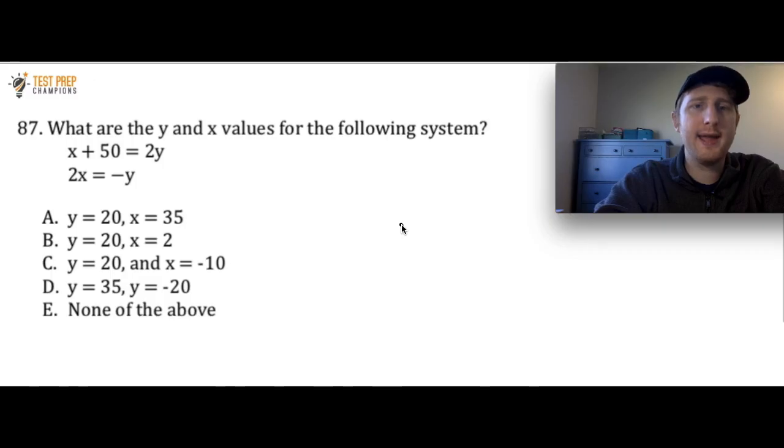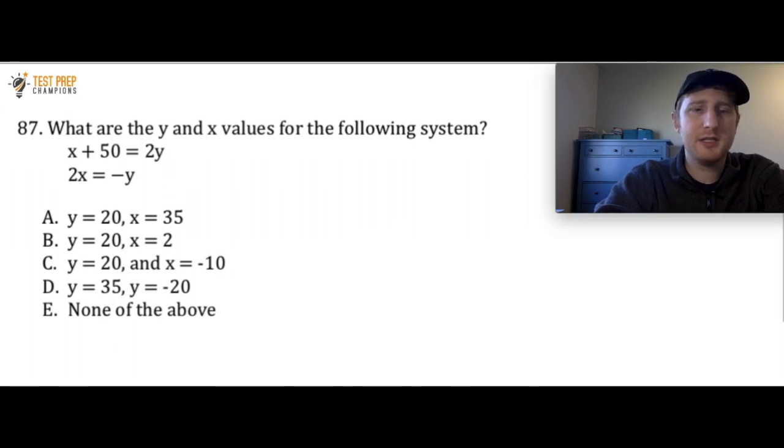What are the y and x values for the following system? x plus 50 equals 2y, and 2x equals negative y. So if you'd like to, now would be a good time to pause the video, try this question out, and then if you get stuck, no worries, because we're just going to go over how to do it. Okay, so let's talk about this.